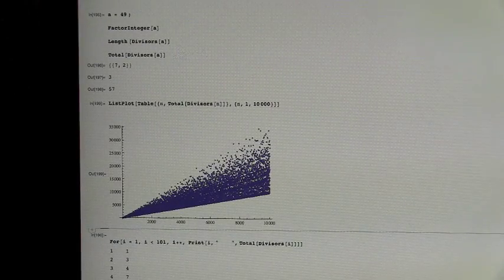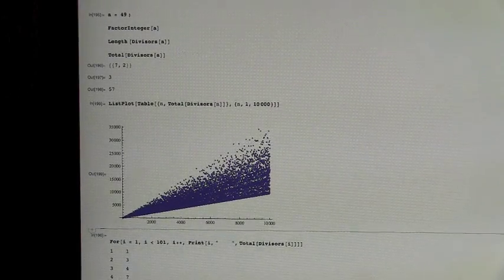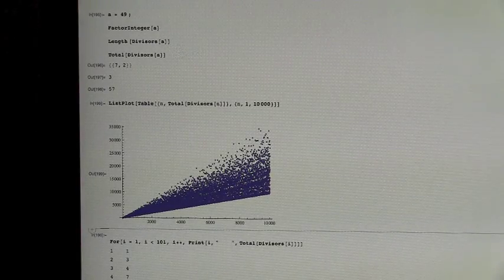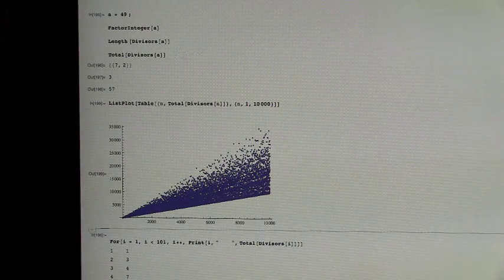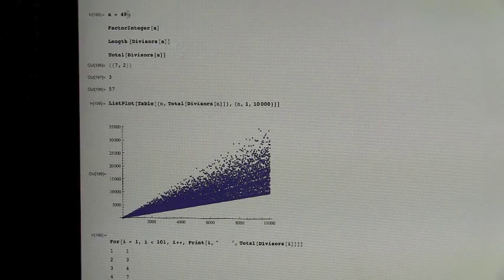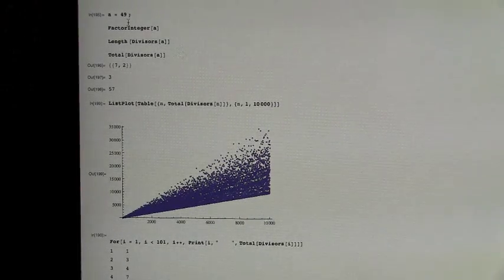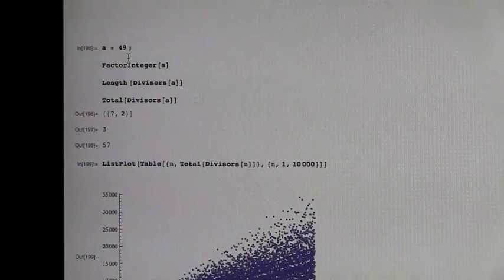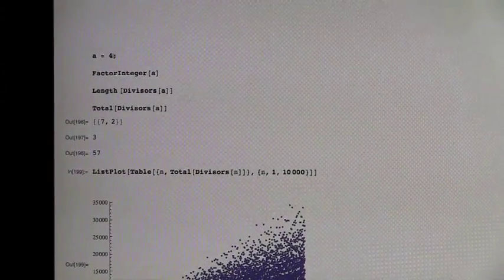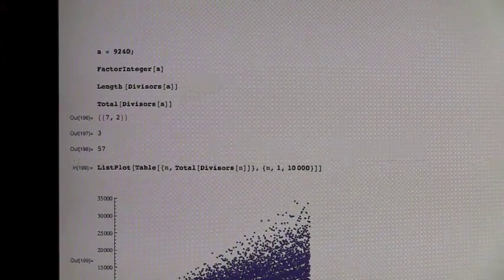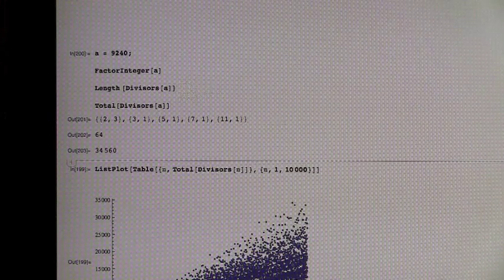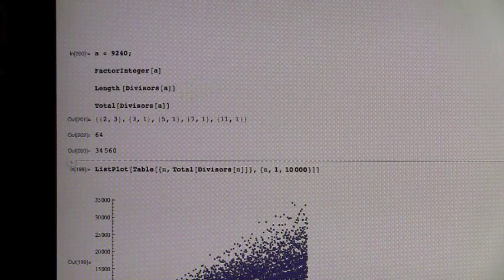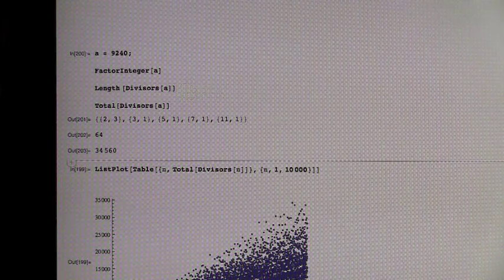And then we found what that really big one was. Do you remember what it was? I think it was like 9,042 or something. It was 9,240. Okay, so let's put that in up here. It had a lot of divisors, somewhere around 3,400, I think. 9,240? Yep. So the sum of the divisors there is 34,560, and it has 64 divisors. Wow.